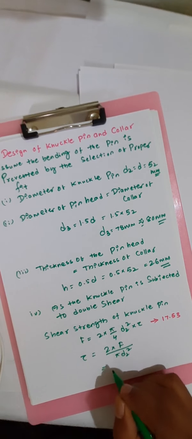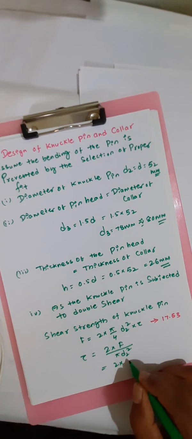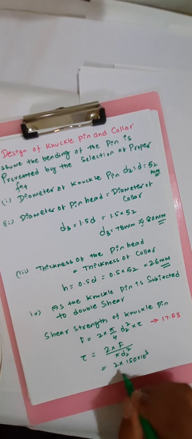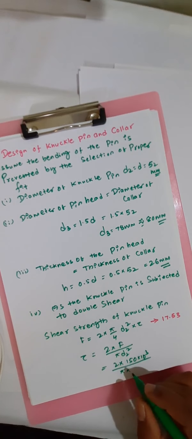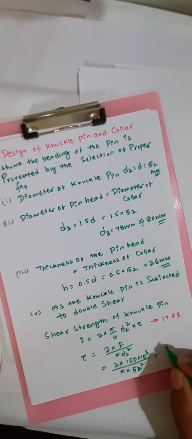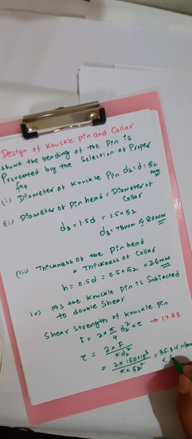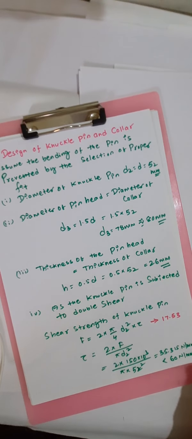So if you substitute all the values, that is 2 into 150 into 10 to the power 3 divided by pi into d2 square. We know the value of d2, that is 52. So if we simplify this, we'll get 35.315 Newton per mm square, which is less than 60 Newton per mm square. So here the shear stress of the knuckle pin is less than the allowable shear strength.